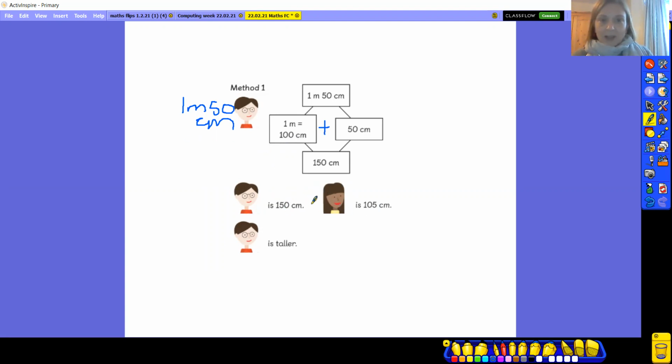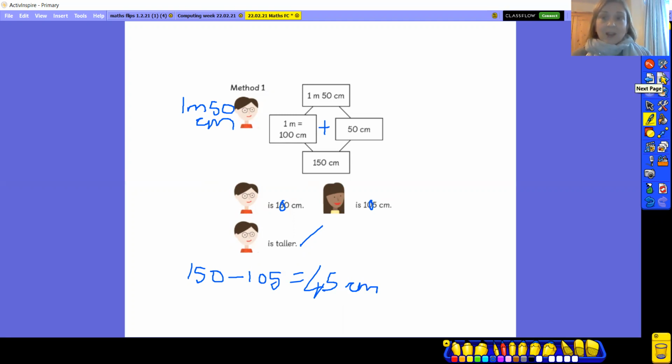When we look at this, we know Charles is taller because he's got 5 tens and Lulu's got 0 tens. They've both got a meter, but he has got 50 centimeters and she's only got 5. She's got 1 digit. So therefore, Charles is taller. Well done if you did that. You might have drawn a calculation as well: 150 subtract 105 to find the difference, which is equal to 45. So Charles is 45 centimeters taller than Lulu. And if you did the comparison one, well done to you too.